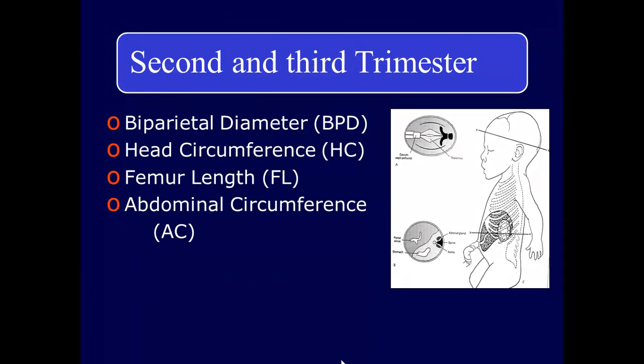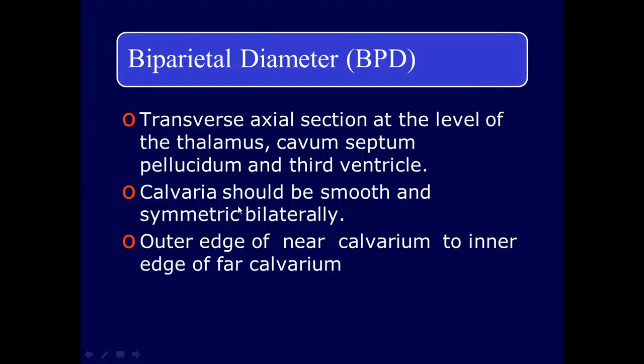The basic fetal measurements used to estimate gestational age are biparietal diameter, head circumference, femur length, and abdominal circumference. Biparietal diameter is the most widely accepted means for measuring the fetal head in the second trimester for estimating gestational age. It is important to determine the landmarks accurately.